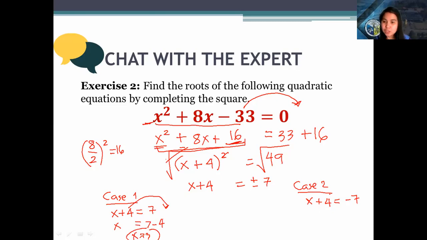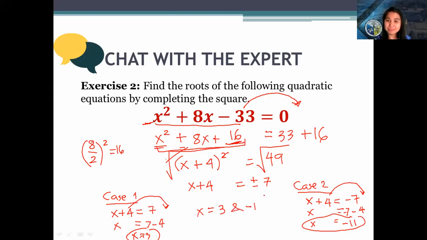Here, transpose, x equals negative 7 minus 4. So x equals negative 11. So what are our roots? Our roots are 3 and negative 11.